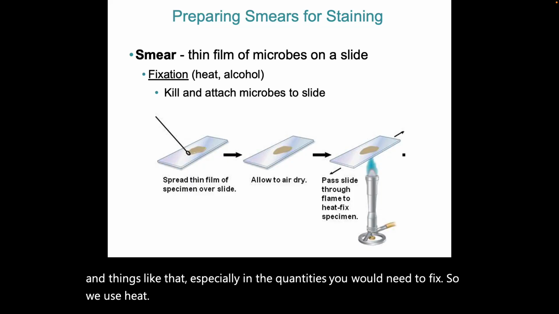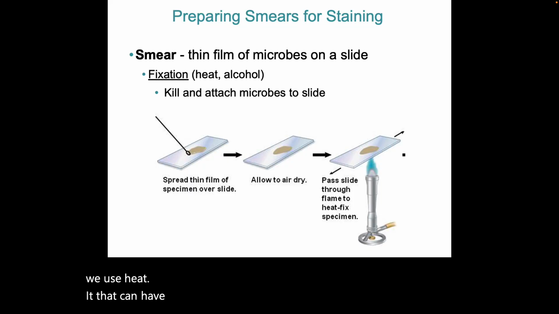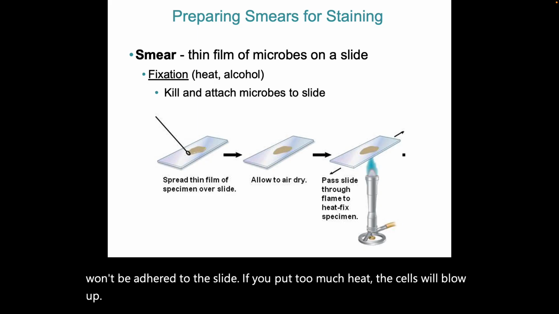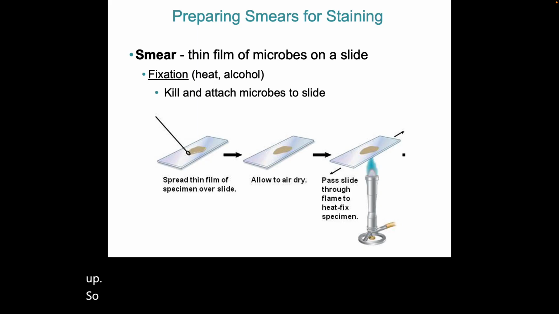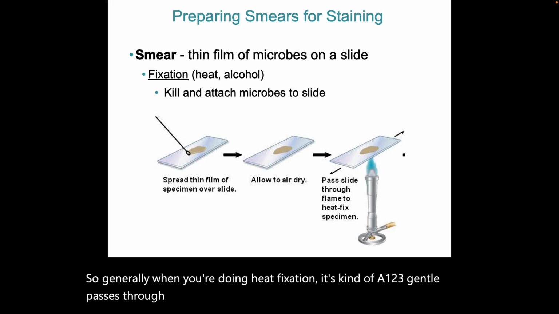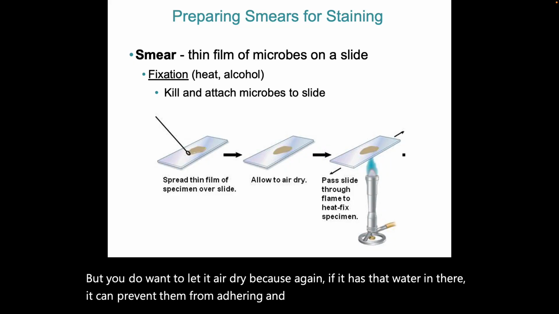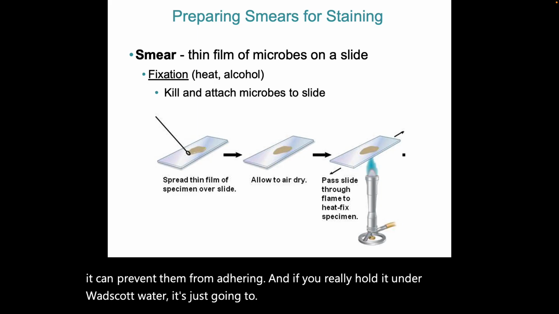That can have its downsides. If you don't apply enough heat, they won't be adhered to the slide. If you put too much heat, the cells will blow up. So generally when you're doing heat fixation, it's 1, 2, 3 gentle passes through the flame, and that's going to be sufficient for your microscopy. But you do want to let it air dry because, again, if it has water in there, it can prevent them from adhering. And if you really hold it under there while it's got water, it's just going to boil them and make them explode.